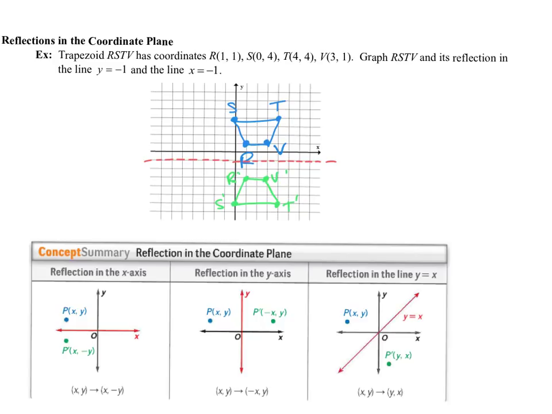Okay, so the next thing we're going to do is take this same trapezoid and reflect it in the line x equals -1. Well, that's a vertical line, so let me sketch that vertical line. It would look like this.